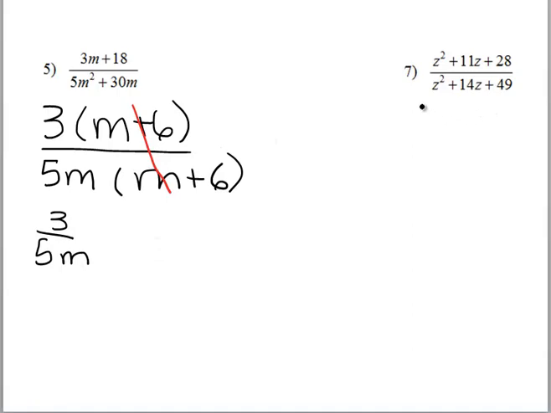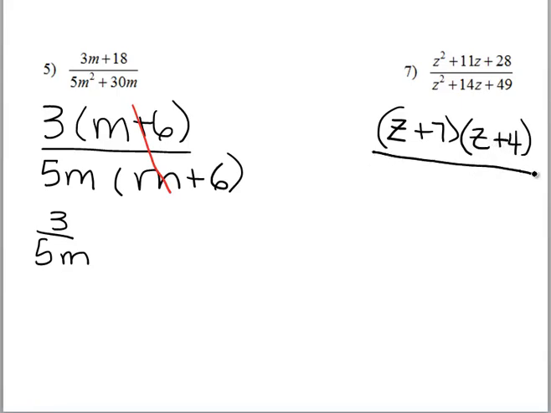This next one we have some factoring to do, so let's take care of the numerator first. I might be able to do this in my head. Let's see. Factors of 28 are 4 and 7. 4 plus 7 is 11. So that was pretty easy. So z plus 7 times z plus 4 over, and here's z plus 7.